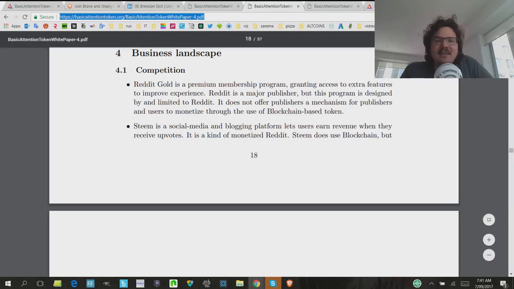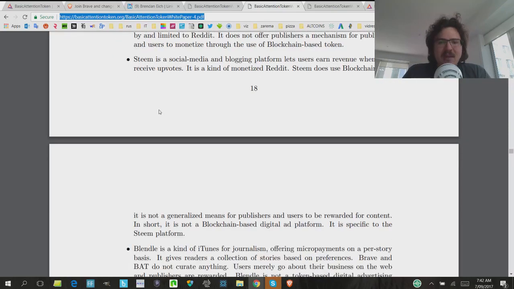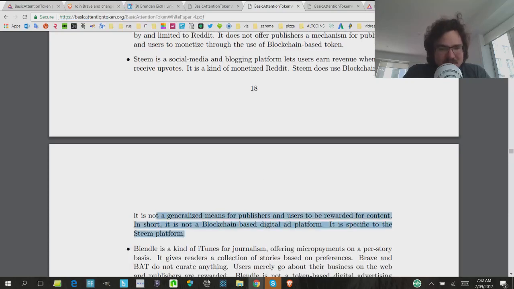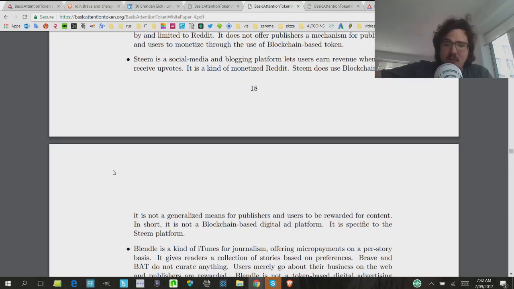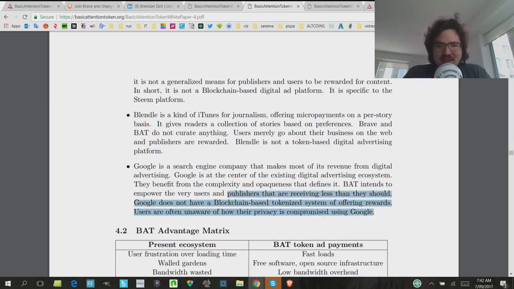Now, I like that they actually address that they have competition. This is great, I'm telling you. 9 out of 10 white papers I've read pretend like they're the only people in the world and that the project's the best thing ever. These guys are actually saying, well, yeah, there's actually competition out there. And they say, well, okay, what do we have that they don't? For example, Steam. It's specific to the Steam platform, whereas the BAT tokens will be applicable across the web, which is great. So that's good.